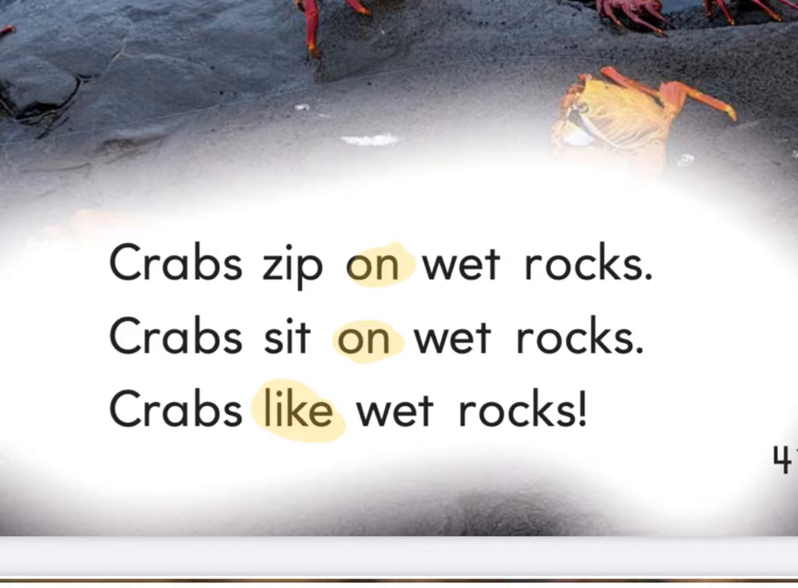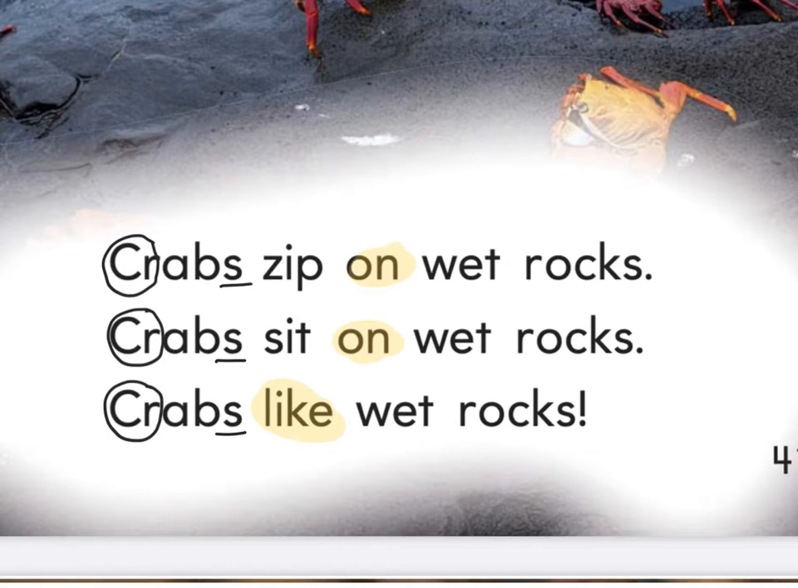All right, highlighter down, pencil ready. I see a cur and the ending S in the word crabs. Crabs. Oh, you see it 3 times? I do too. Crabs.